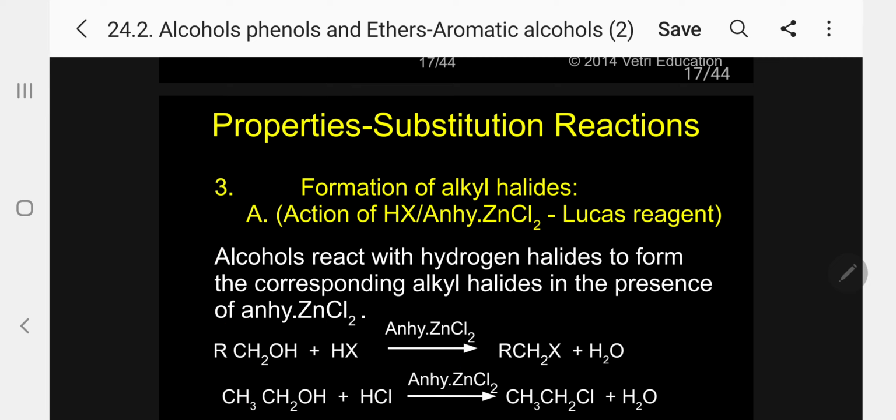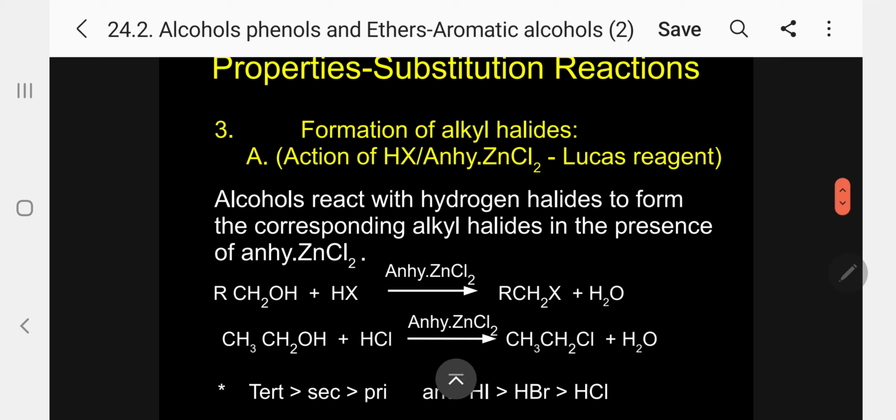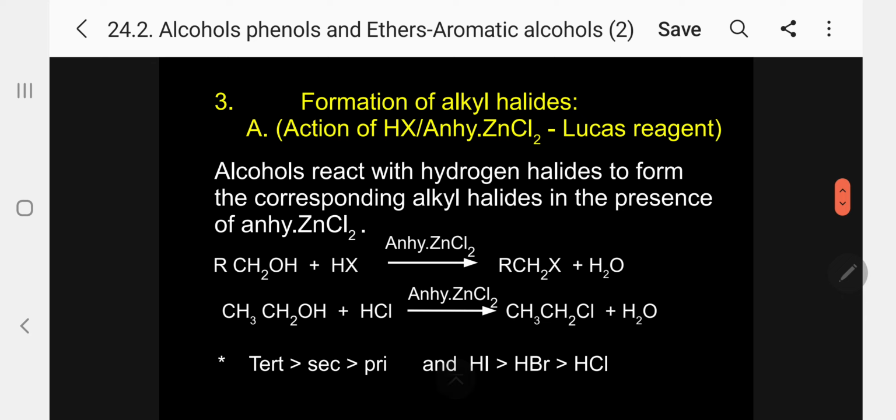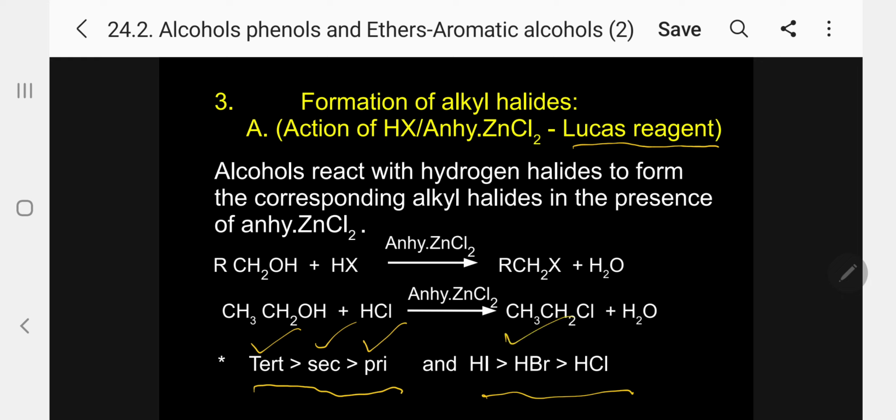Please follow. Generally, aliphatic compounds undergo nucleophilic substitution reaction. This we have discussed already under the reaction mechanism. Here, one important information I want to give. If we take alcohol, tertiary is more reactive than secondary, which is more reactive than primary, in the case of Lucas reagent. And in the case of halide, HI is more reactive than HBr, which is more reactive than HCl. Kindly follow. This is the important information, you have to keep it in mind.